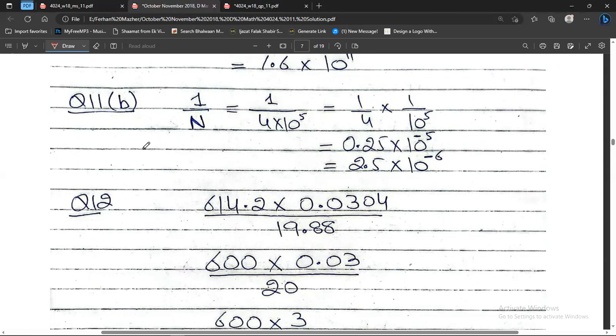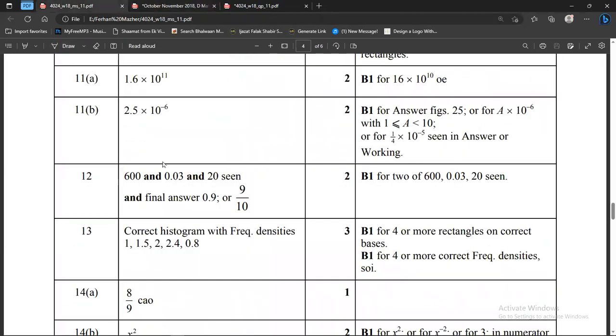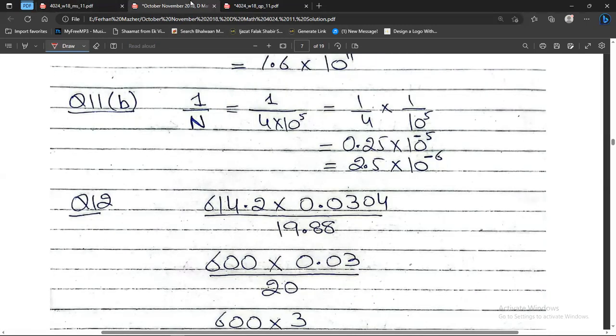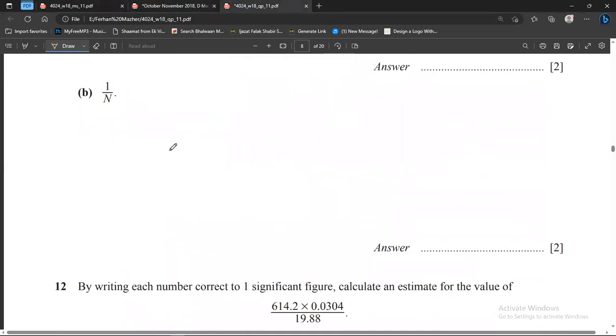So it will be 2.5 exponent, and the power will be decreased by 1. So it will become 2.5 exponent minus 6. Then we have, let's check, 2.5 exponent minus 6. 2.5 exponent minus 6 is the right answer, sir.